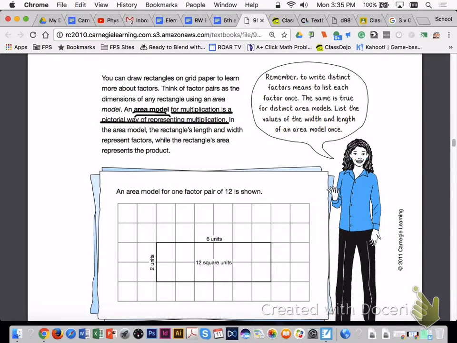You can draw rectangles on grid paper to learn more about factors. Think of factor pairs as the dimensions of any rectangle using an area model. An area model for multiplication is a pictorial way of representing multiplication. In the area model, the rectangle's length and width represent factors, while the rectangle's area represents the product.